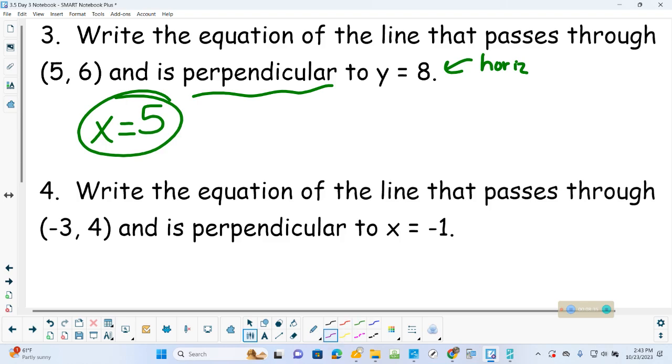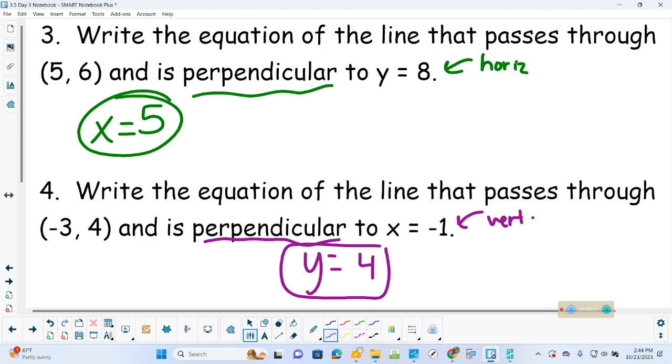Okay. Let's do this last guy here. So x equals is our vertical. What type of line is perpendicular to a vertical? Horizontal. Y better equal what? 4 for the y coordinate. So to me these are easy because they don't take any work, but they're tricky. You have to be super conscientious whether you're using horizontal or verticals.